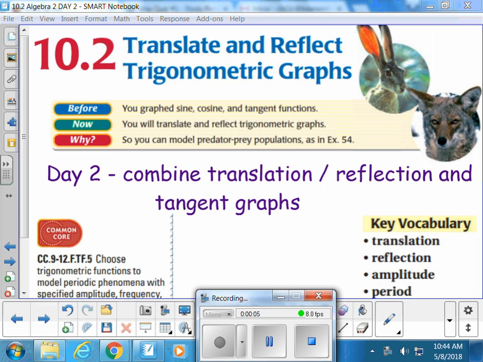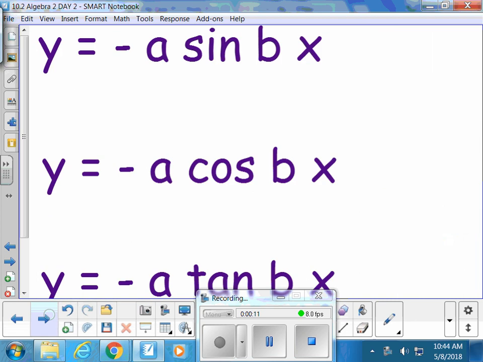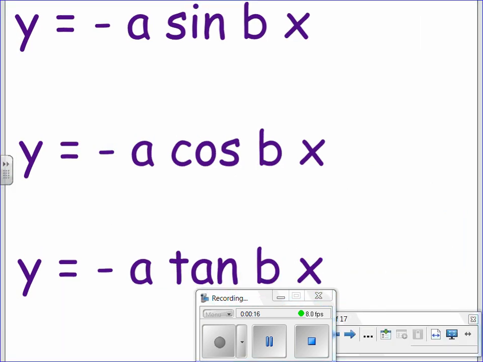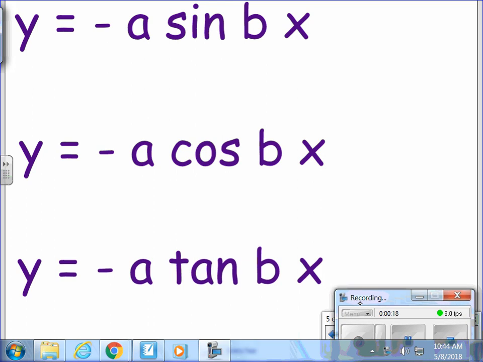So we're going to be seeing a lot of the same concept with one new concept added in, and that is reflecting. So go ahead and jot down these 3 concepts, and we will be talking about what putting a negative out front would do to a graph.